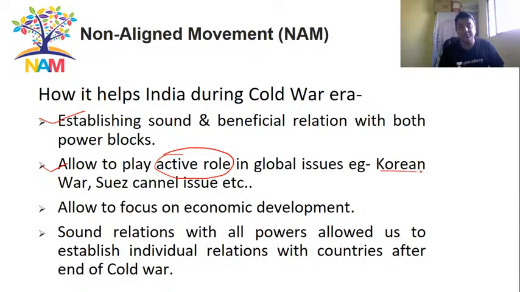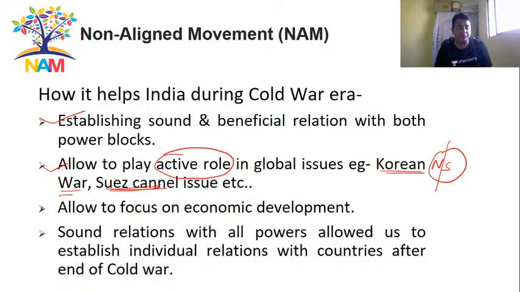Best example, Korean War: India played an important role through NAM. Suez Canal issue, India played a role. Clear? So what are these issues? Korean War, Suez Canal War. In the World History lecture, I am going to discuss these issues in detail. But for general information, I just want to tell you that because of this Korean War, Korea divided into two, that is North Korea and South Korea. Okay.